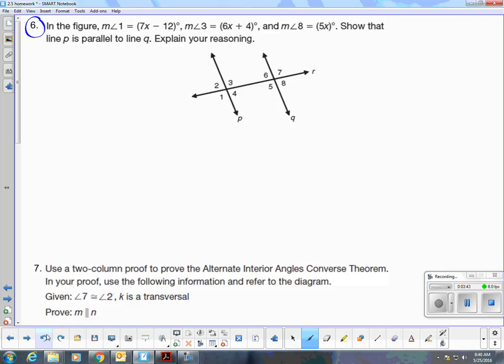We know the measure of angle 1 is 7x minus 12. This angle right here is 7x minus 12 degrees. The measure of angle 3 is 6x plus 4 degrees. And the measure of angle 8 is 5x degrees. Now, in order to decide if these lines are parallel, we need to know a relationship between one of these 4 angles right here and one of these 4 angles down here, for example.